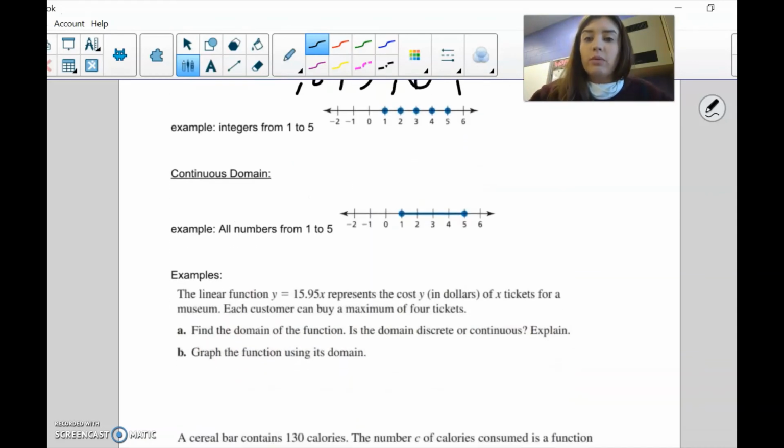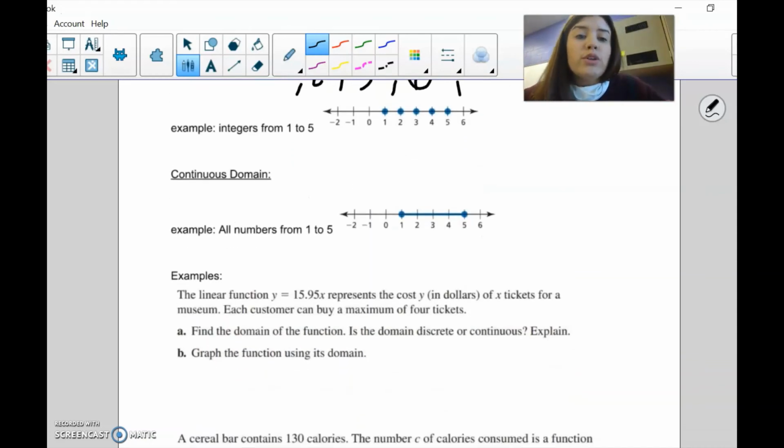Continuous domain would be when you have an interval. So if you look at this line, it shows us that everything from 1 to 5, whether it's 1.